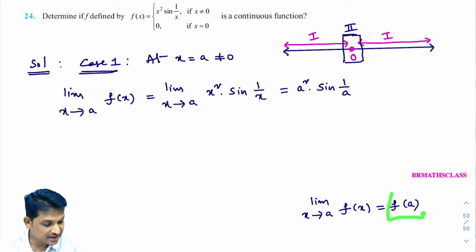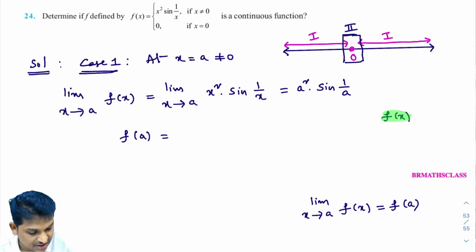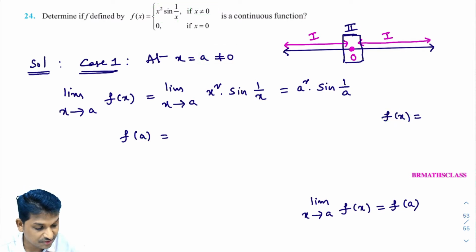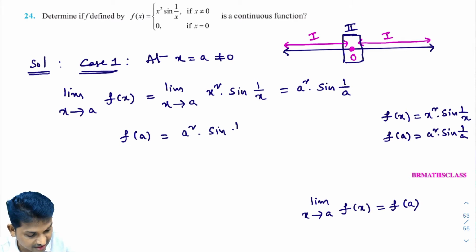Okay. Now, I will calculate f of a. To calculate f of a, you need to decide which function to choose here. Which function to choose? Here I want to calculate f of a. What is a? A is a non-zero number. When a is a non-zero number, what is the function? X square into sine 1 by x. So f of x is x square into sine 1 by x. So what is f of a? F of a is a square into sine 1 by a.